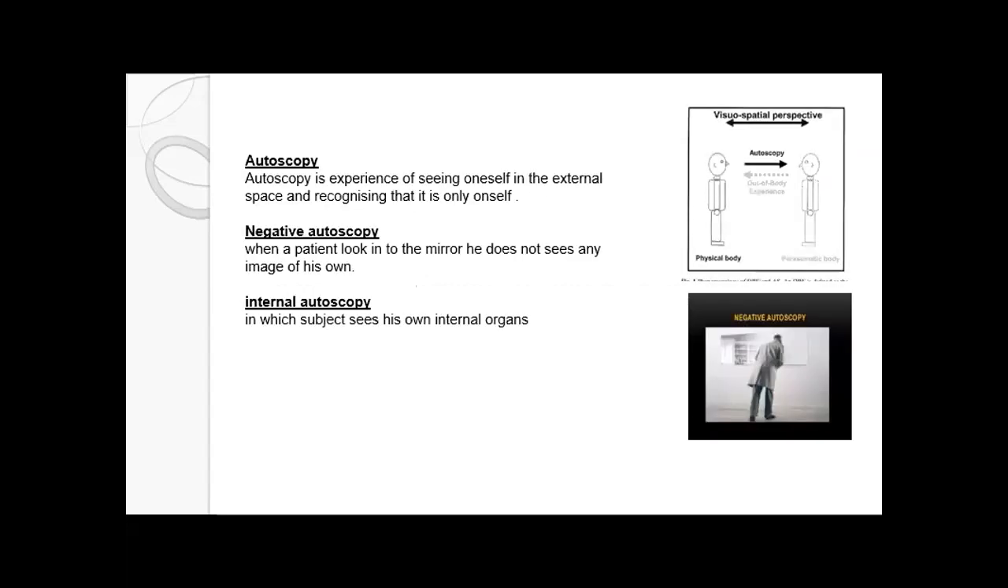Then there are some different hallucinations like autoscopy. In autoscopy, the patient experiences seeing oneself in external space and recognizing that it is only oneself. The person sees his double in the external space. Then there is negative autoscopy, mostly seen in parietal lobe dysfunction, where the patient looks in the mirror and does not see any image of his own. And then there is internal autoscopy, in which the subject sees his own internal organs.